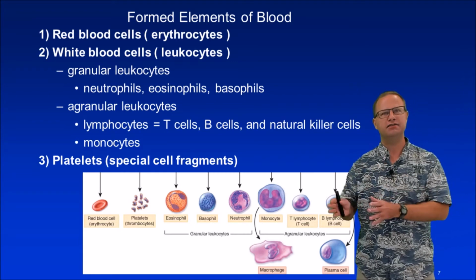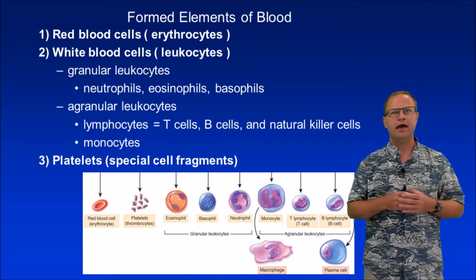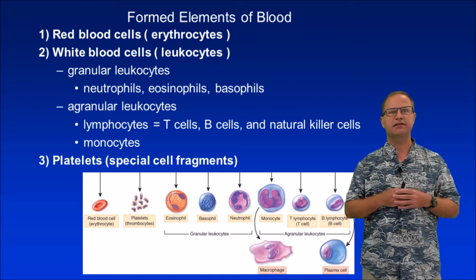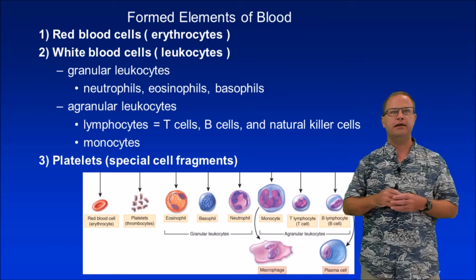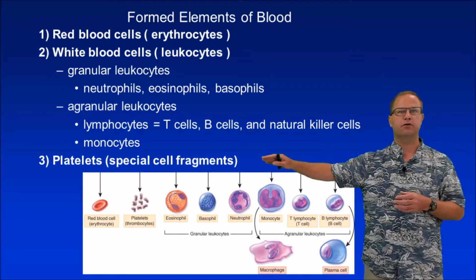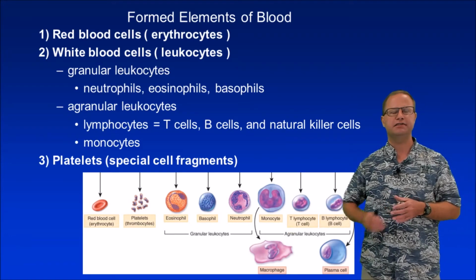So we have our red blood cells, otherwise known as erythrocytes. Erythro here means red. And then we have our white blood cells known as leukocytes, and those are divided into granular and agranular, as we're going to talk about later. Now, platelets are cell fragments, and they're derived from something called a megakaryocyte, which hopefully is down there somewhere.